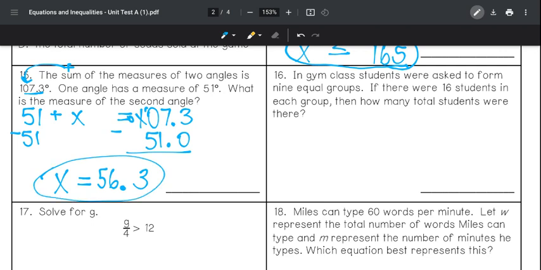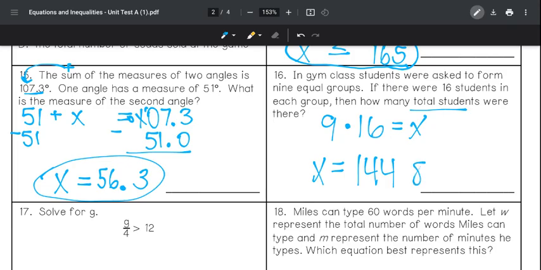Number 16, in gym class, students were asked to form 9 equal groups. If there were 16 kids in each group, then how many total students were there? I'm going to do 9 times 16 equals x. Okay, and when you solve 16 times 9, you get that x equals 144. I needed you to know there were 144 students in the gym.